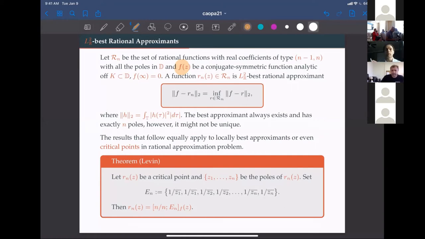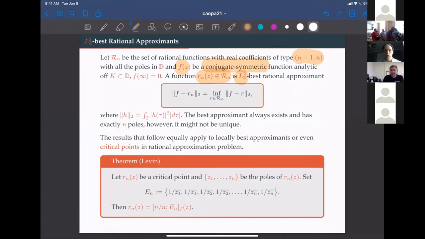And I would like to approximate it by rational functions of type (n-1, n). So the numerator is a polynomial of degree n minus 1, the denominator is a polynomial of degree n, and all of them have the poles in the unit disk. So the poles are constrained to lie in the unit disk. Now, additionally, I'm going to require here that my functions are conjugate symmetric, which means if I develop them at infinity, the coefficients are real, and so my approximants have real coefficients in the numerator and denominator polynomials.